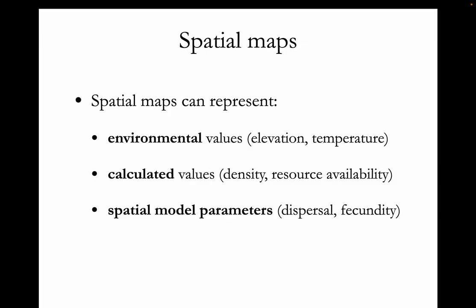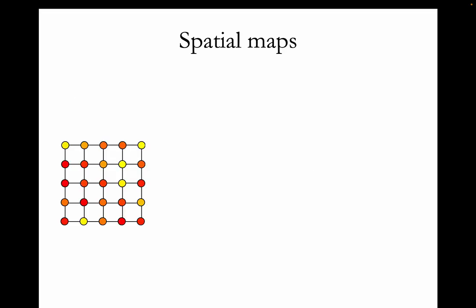Spatial maps can represent any spatial variable you need. These might be environmental variables like elevation or temperature, but they might also be calculated values like local density or resource availability that might influence your model dynamics, or they might be model parameters like dispersal or fecundity that you want to vary across the landscape. So here's a spatial map, a 2D grid of values. The colors represent the values of the grid in some abstract way.